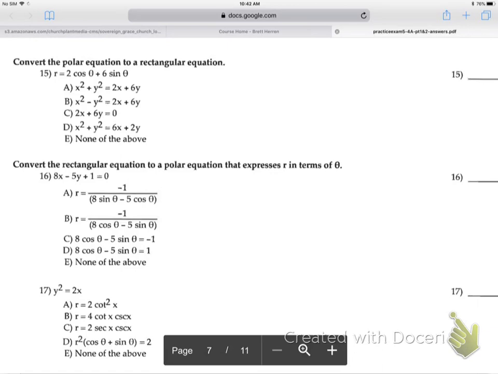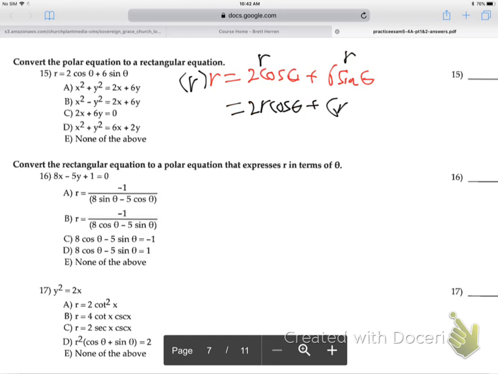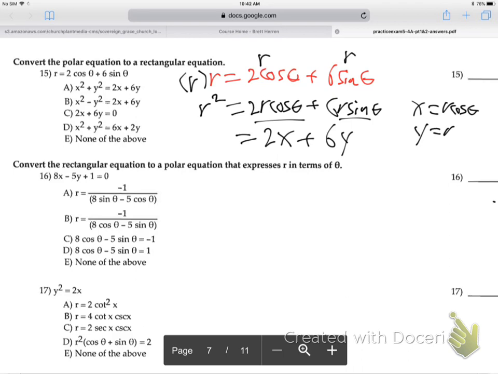Convert to rectangular. So we have r is 2 cos theta plus 6 sine theta. Trick on this one: you've got to multiply through by another r. Why? Because if you multiply through by another r, this becomes 2r cos theta and 6r sine theta, and the other side is r squared. Why is that important? Because x is r cos theta, y is r sine theta, and r squared is x squared plus y squared. So there we go, it's A.